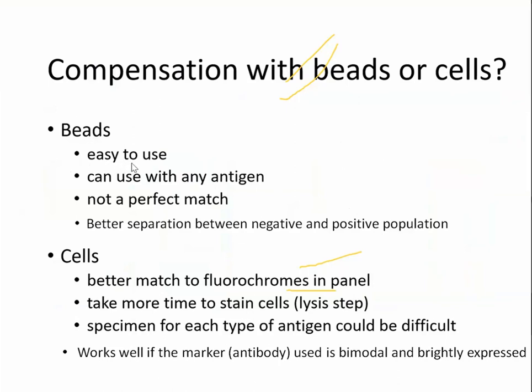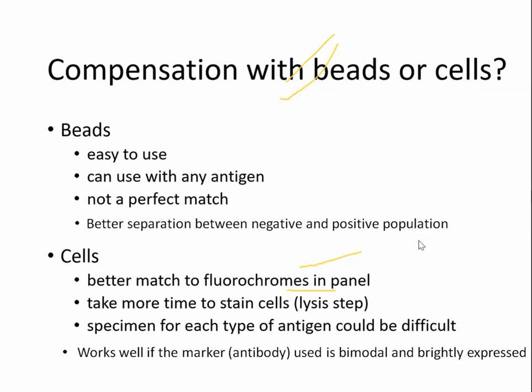Beads are very easy to use because if you buy them commercially, you can use them directly. They can be used with any antigen because they have anti-kappa molecules on them. So you drop any antibody which is there in your lab, it will go and bind to it. But it is not a perfect match because you are working with cells or samples. Beads are not exact matches. Cells are more similar to the material you work with. We normally work with cells in clinical flow cytometry. So cells are a better match, but beads you can use for compensation, though they are not the exact match as your biological samples.